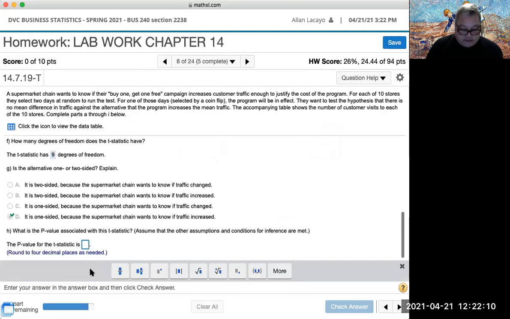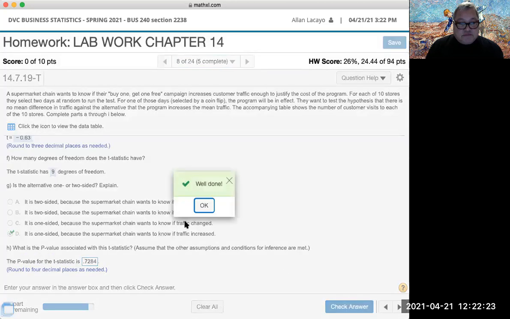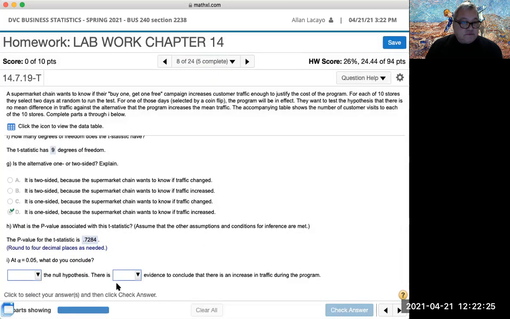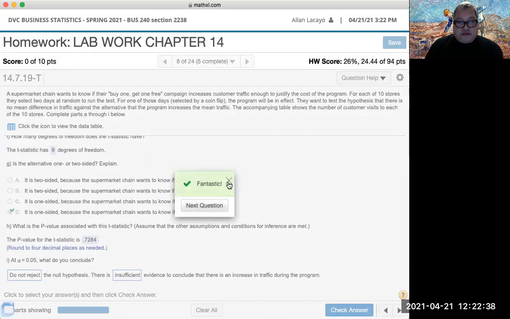meaning there's more than a 72% chance, almost a 73% chance, that the average difference between buy one, get one free and not buy one, get one free is really minimal or non-existent. So at a 5% level of significance, we don't reject the null, and there is not enough evidence to conclude that there is an increase in traffic due to the buy one, get one free.